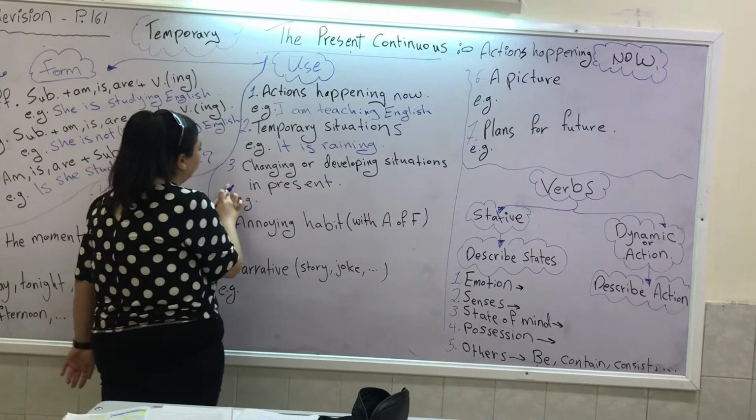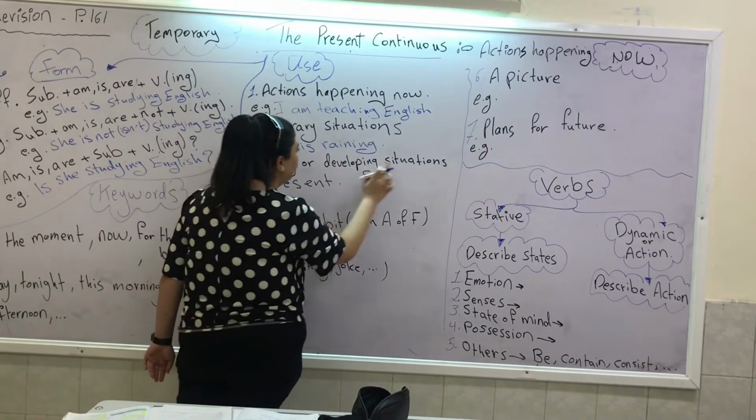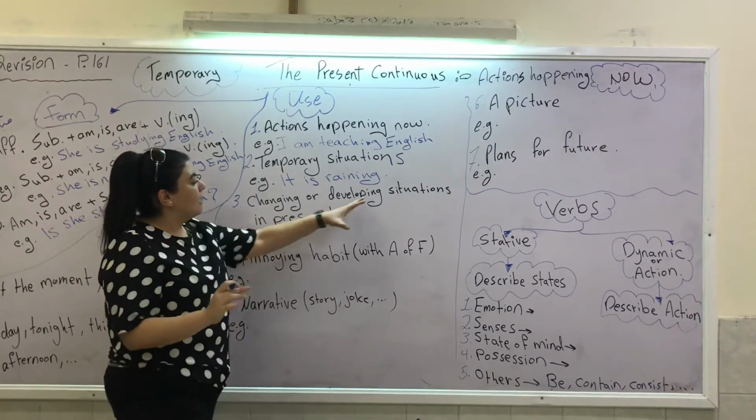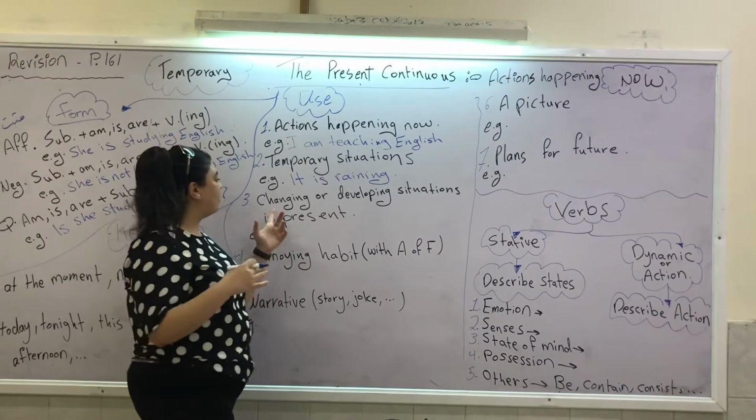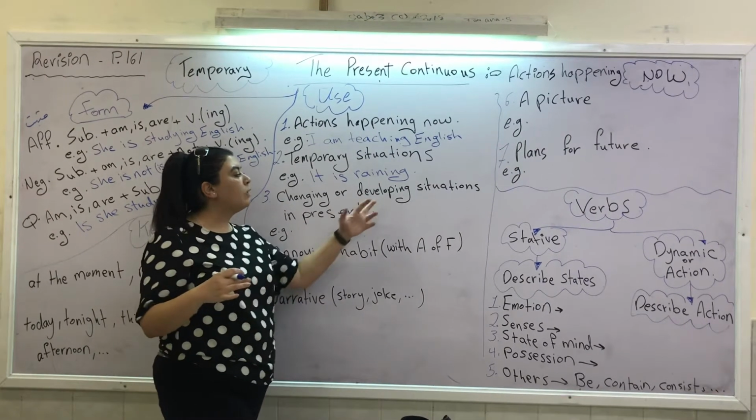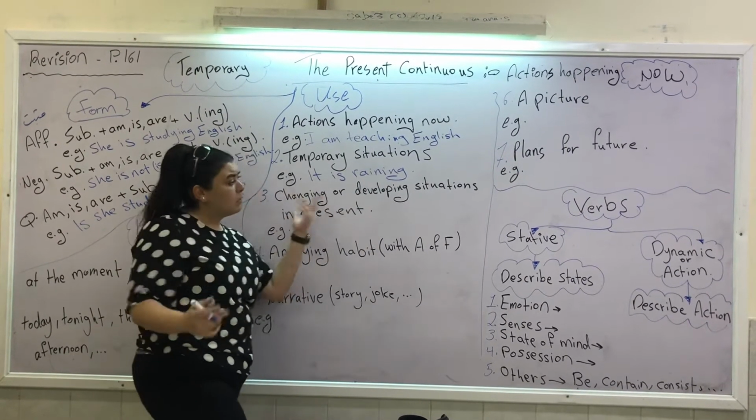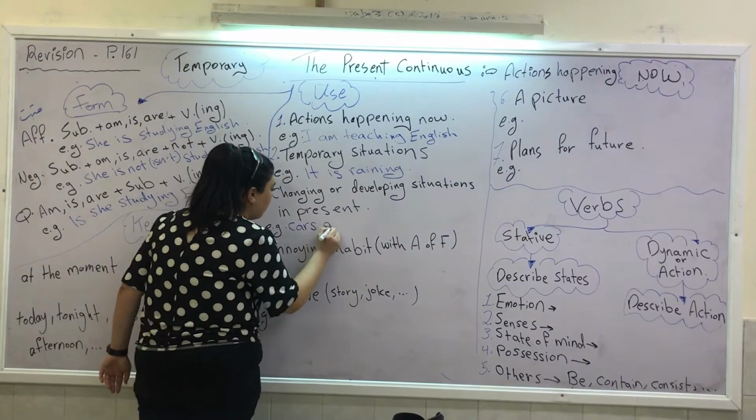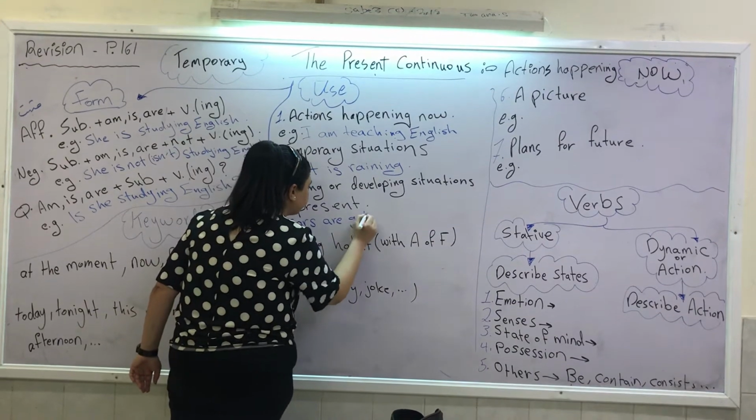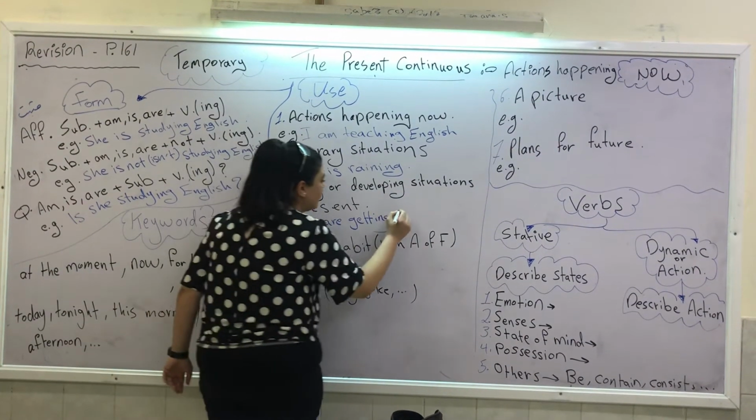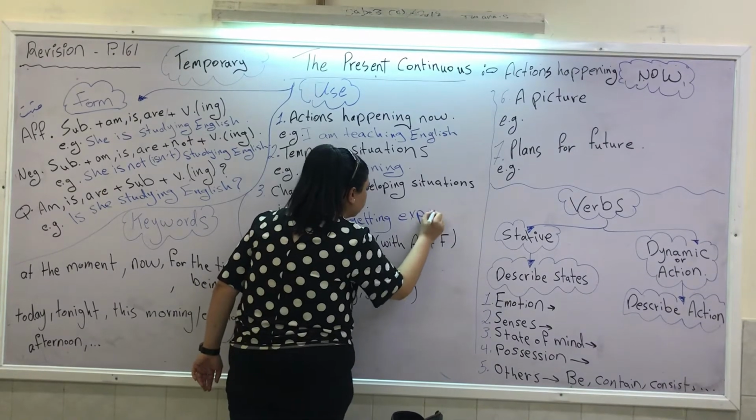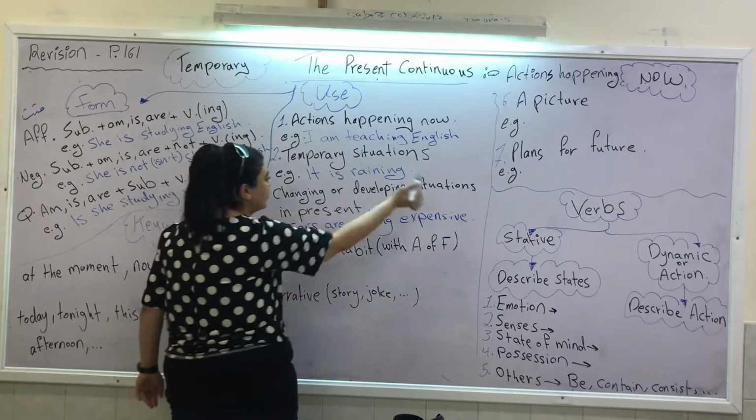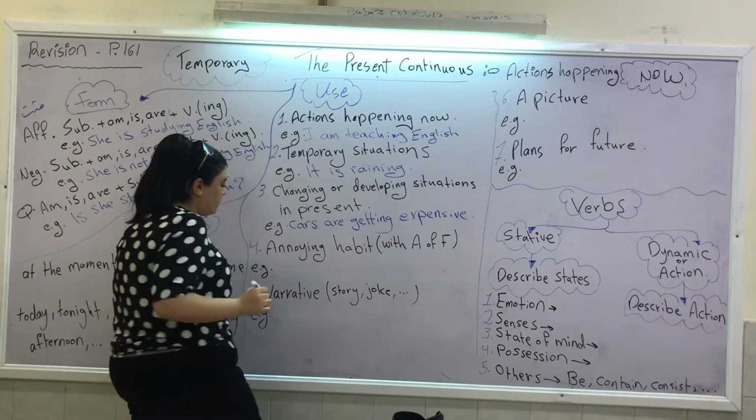Another use for it is changing or developing situations at present. When I say an example regarding it, cars are getting expensive. So it is a developing or a changing situation regarding cars.